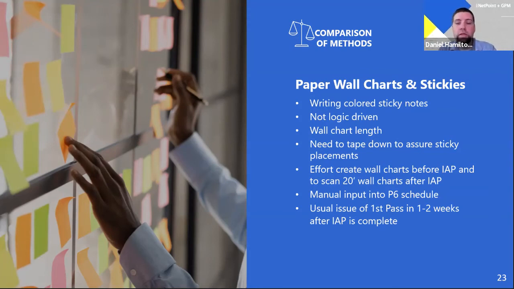And then we've also found that with the wall chart methods, depending on project size and how many deliverables are on a project, this could take 1 to 2 weeks, even a month, to develop an actual schedule that is of quality to get to a baseline schedule. So the timing of developing a schedule after a wall chart method is pretty lengthy.